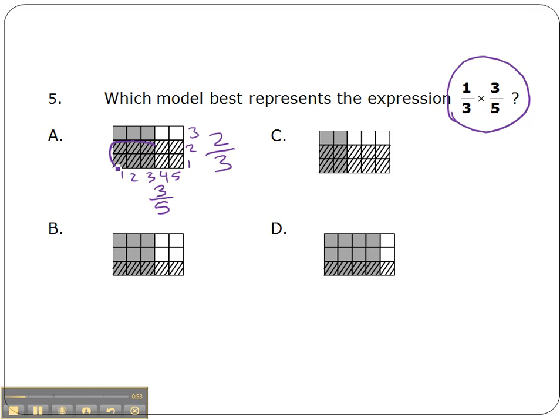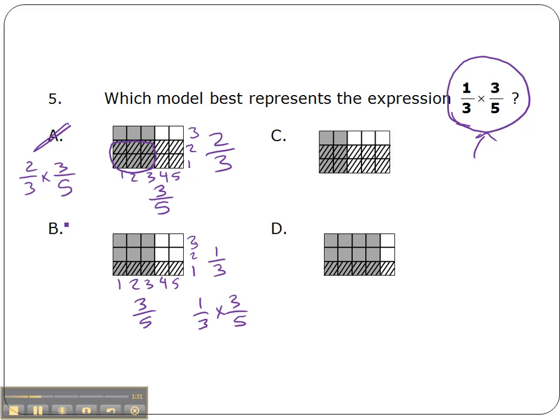This product, the part that's double shaded gray with diagonal lines, would be the product of those two fractions, 2/3 times 3/5. But we're looking for 1/3 times 3/5, so we can eliminate answer choice A. Answer choice B, if you look at the number of rows with diagonal lines, we have 1 out of 3, so that's 1/3. And we have 3 columns that are gray out of 5, so that's 3/5. So this model is showing us 1/3 times 3/5, and that's the expression we're looking for.